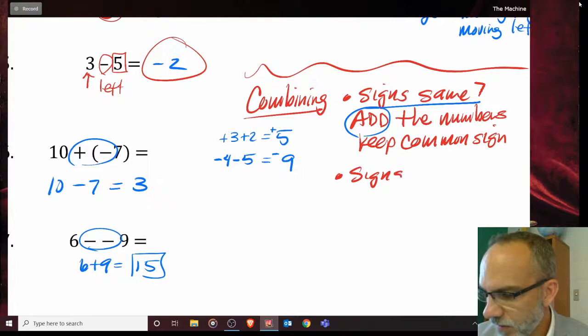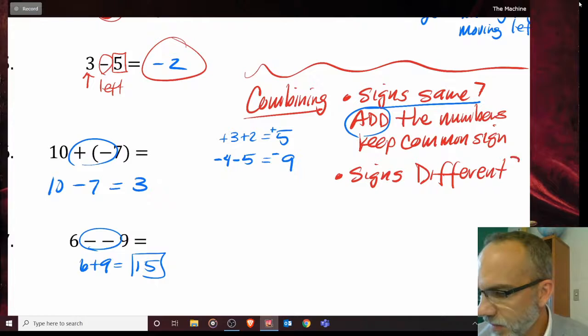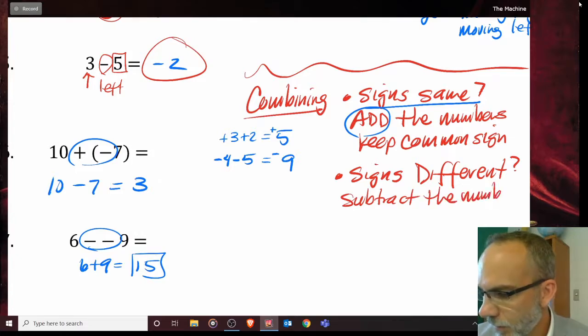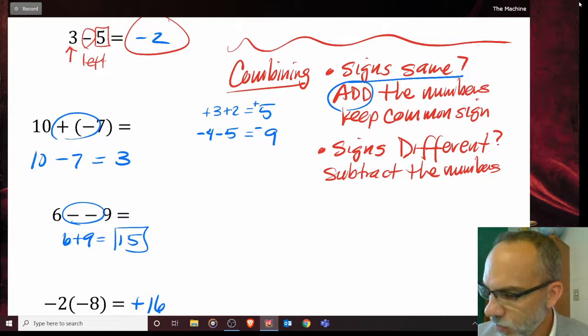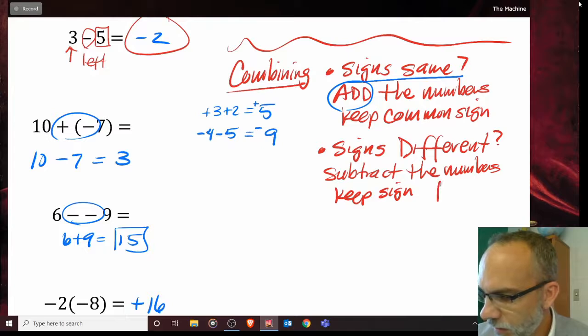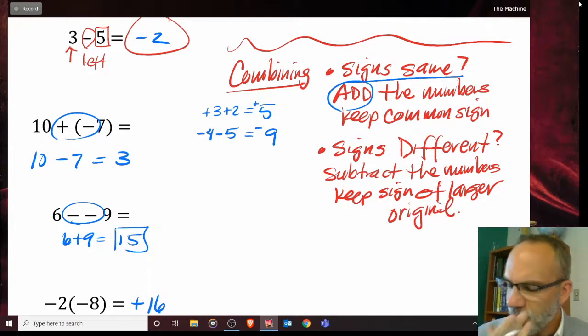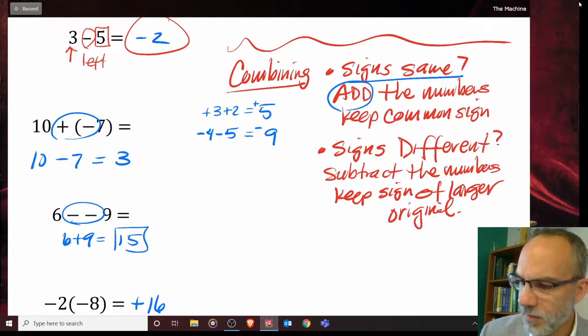Signs are different, D-I-F-F-E-R-E-N-T. If the signs are different, guess what you do? Subtract the numbers. And then you're going to keep the sign of the larger original. That's kind of a long way of saying it, but if you look over here at this example right here.